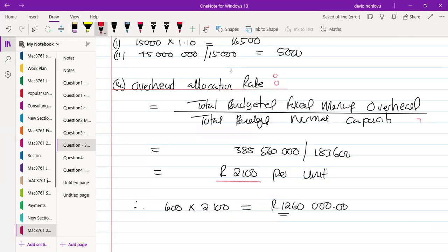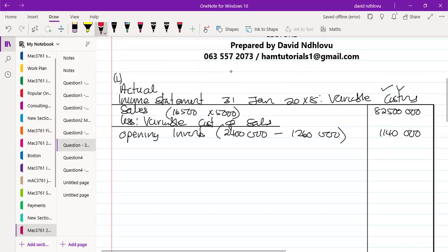Then we say, how many units are in opening inventory? There are 600. And the fixed manufacturing overhead included there was what? 2.1, which means that the fixed manufacturing overhead cost total included in opening inventory was 1,260,000, and it should not have been included for a variable costing system. So we deduct that particular figure. Any questions, good people, from the floor?